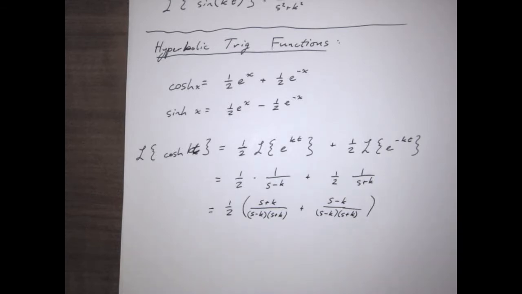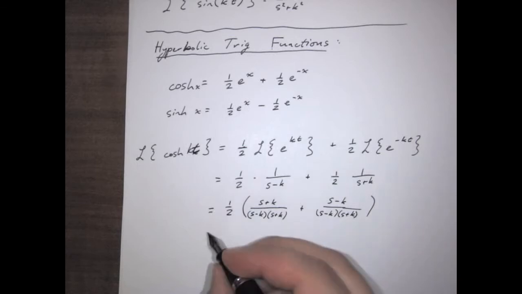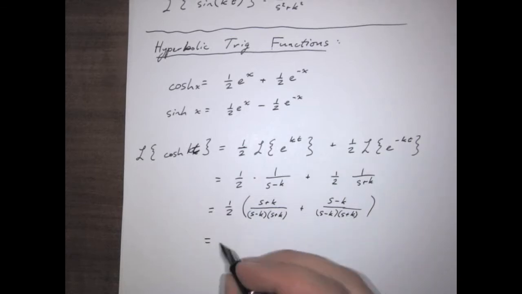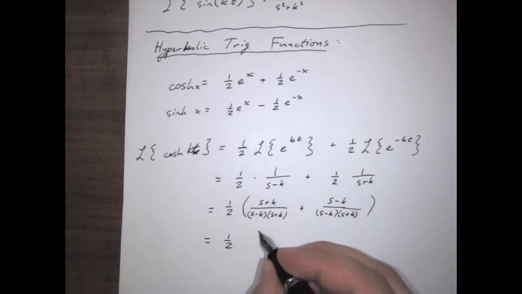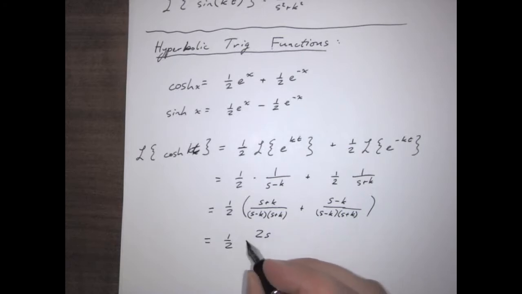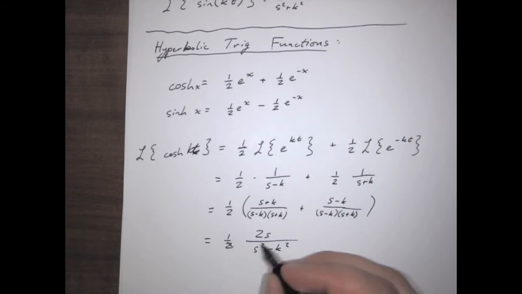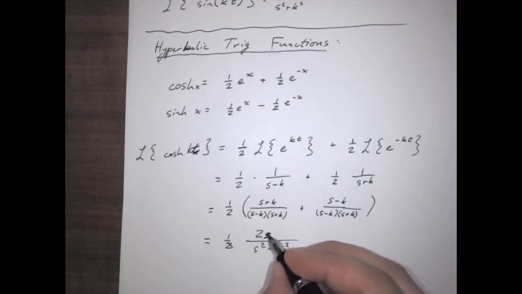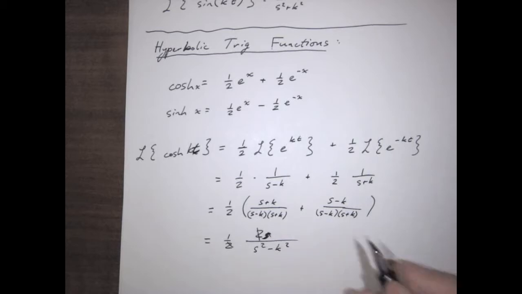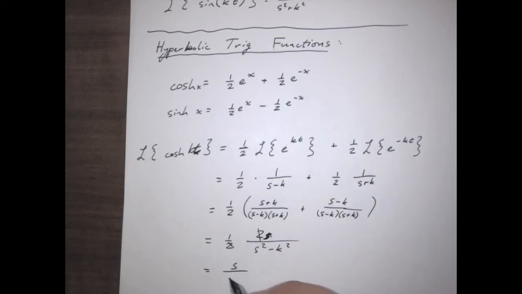And so then what we're going to have here is 1/2 times 2s, the k's will cancel, over s squared minus k squared, and that doesn't cancel. Sorry, my mistake. What cancels is that. So the 2 and the 2 cancel, so what we've got is s over s squared minus k squared.